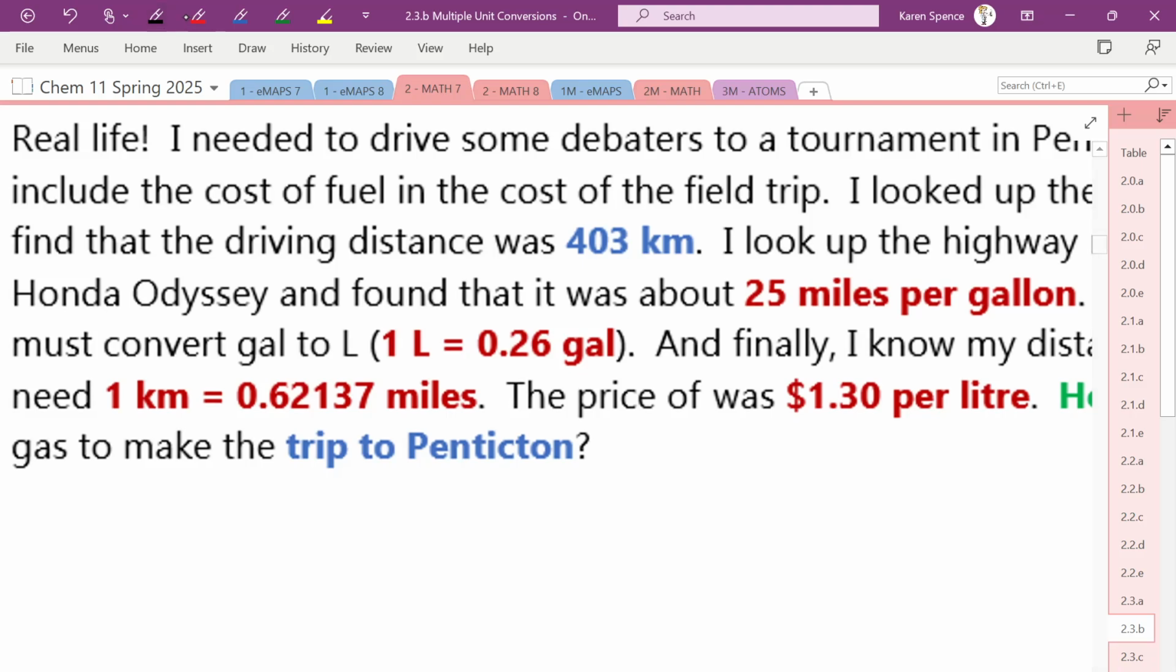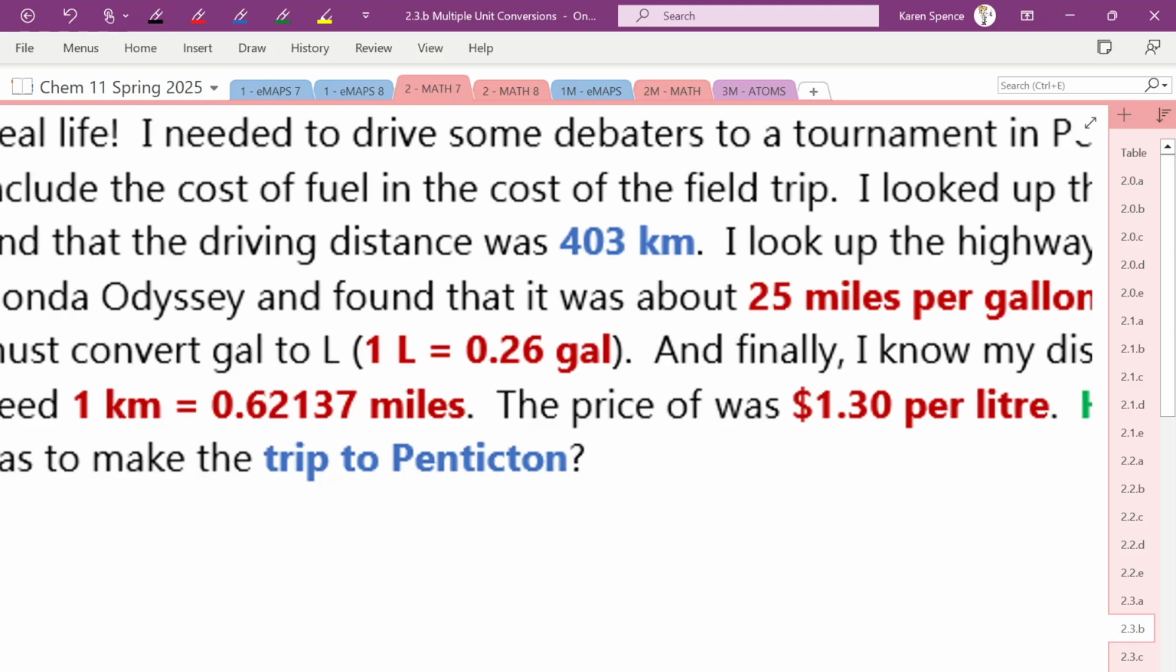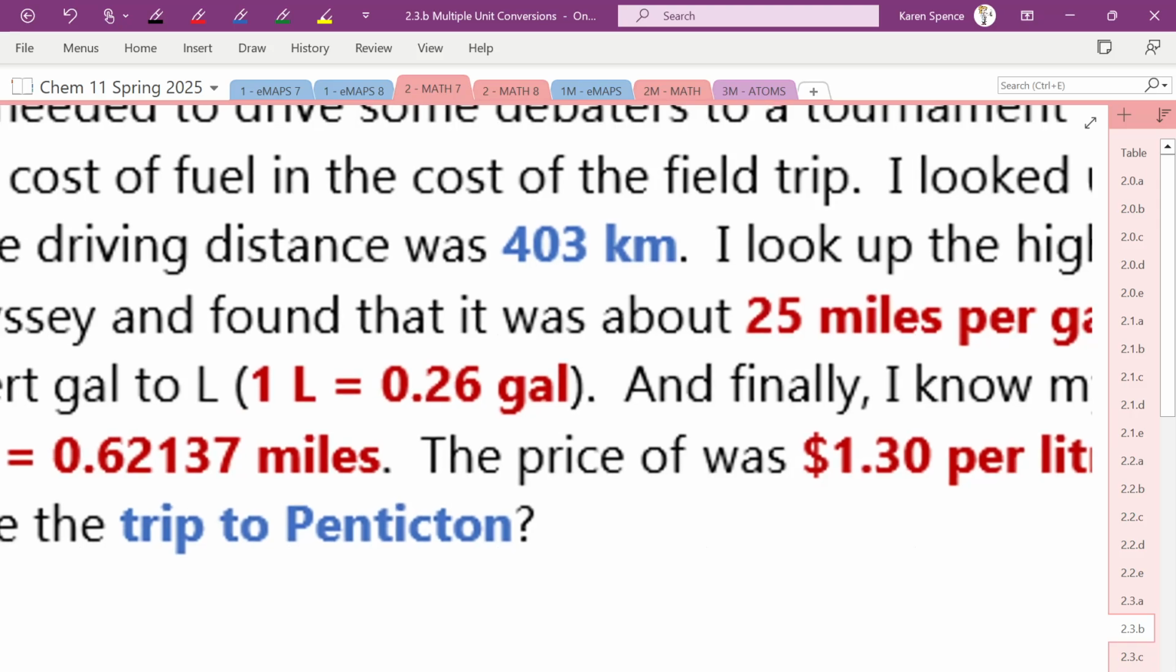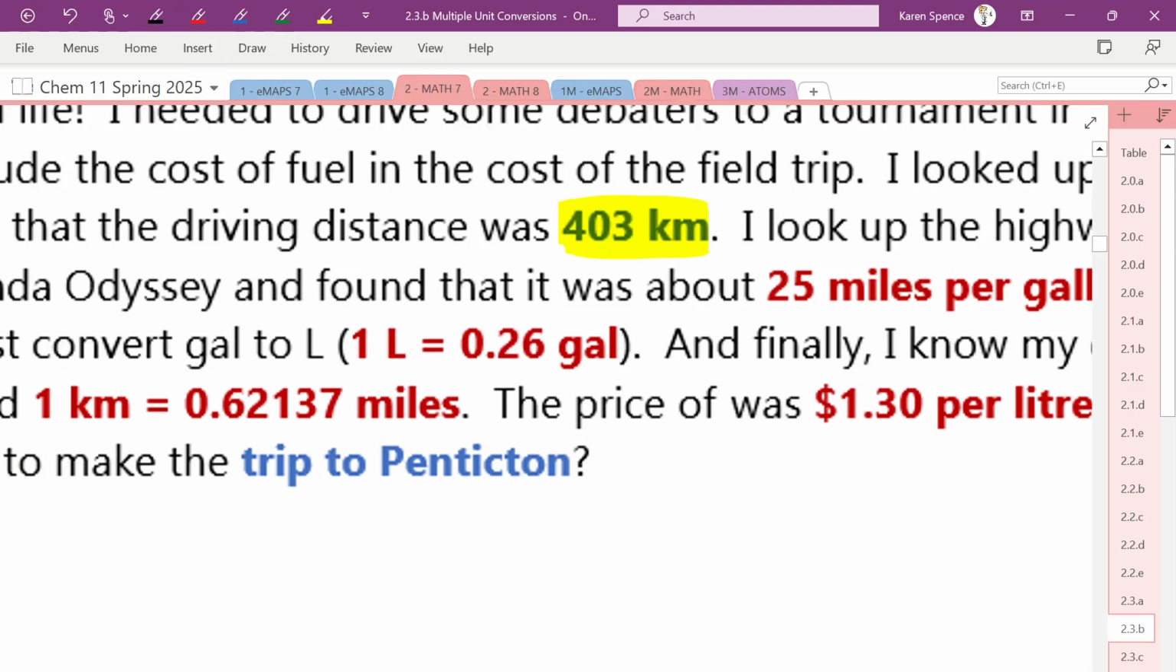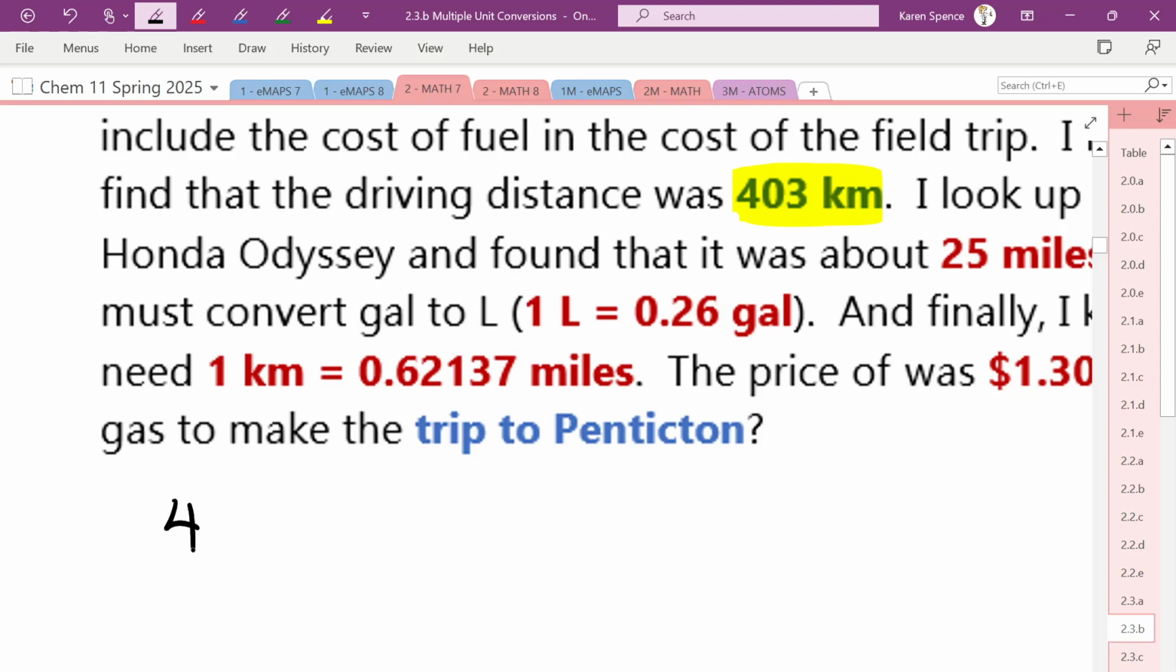You see how there's a lot of blah, blah, blah in this question? So many words. So what you're going to do when you see a question like this is be like, here is a number, and I'm going to say I have 403 kilometers, and that is my distance, okay, from Vancouver to Penticton.